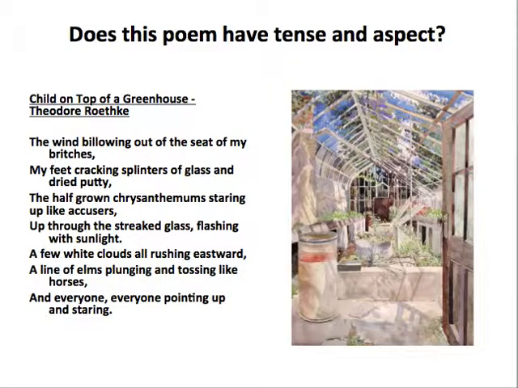Okay, here's a poem. You may know this poem. Child on Top of a Greenhouse, Theodore Rothko. Um, does it have tense? Does it have aspect? The wind billowing out of the seat of my breeches, my feet crackling splinters of glass and dried putty, the half-grown chrysanthemums staring up like accusers, up through the street glass, flashing with sunlight. A few white clouds all rushing eastward, a line of elms plunging and tossing like horses, and everyone pointing up and staring.